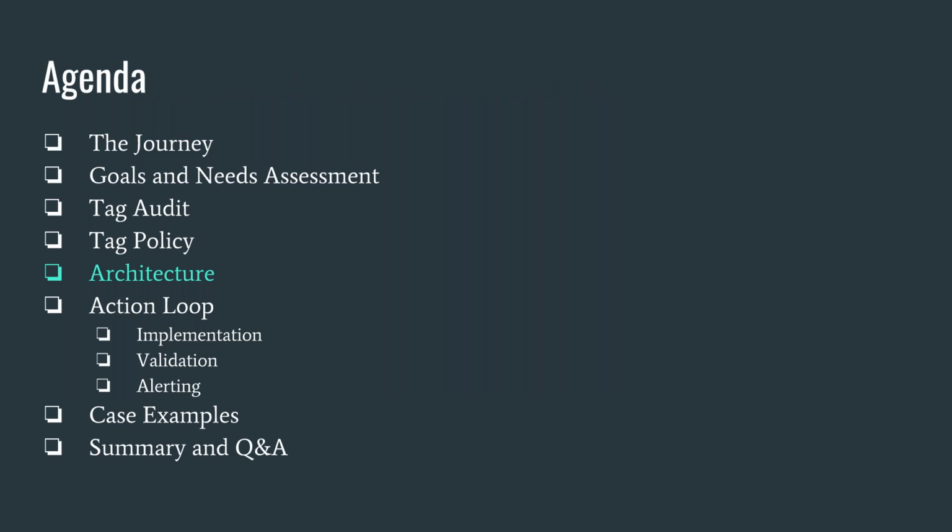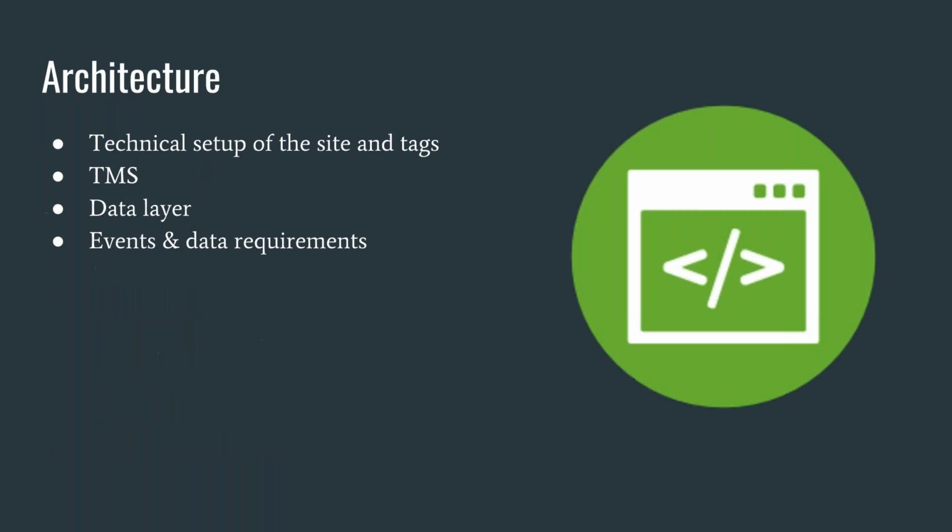So at this stage in our process and in our journey, we've defined the goals. We have a really good understanding of what's happening on the website now. And we have our policy defined. So we know what should be. We know what is happening. We know what should be happening. And we know why we're doing all this. Now we get into the tag and just the general architecture stage. Now in the architecture stage, we're talking about the technical setup of the site and then also of tags.